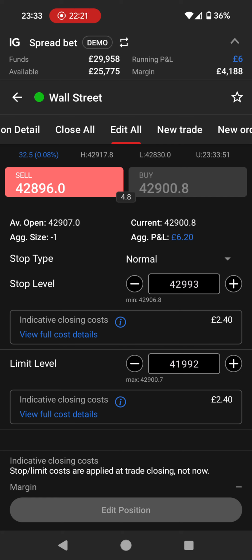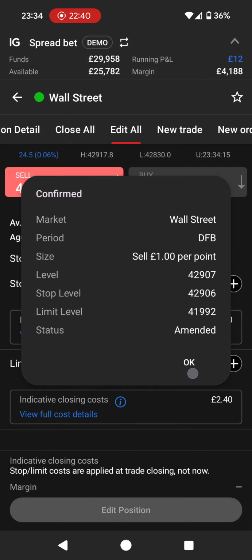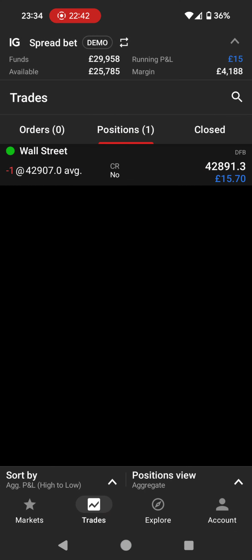So here we go. If you have a look at the stop loss, you've got a minimum that you're allowed to put for your stop loss. So I can actually move this. So 42,906. So I can actually move it. So now I'm in profit.